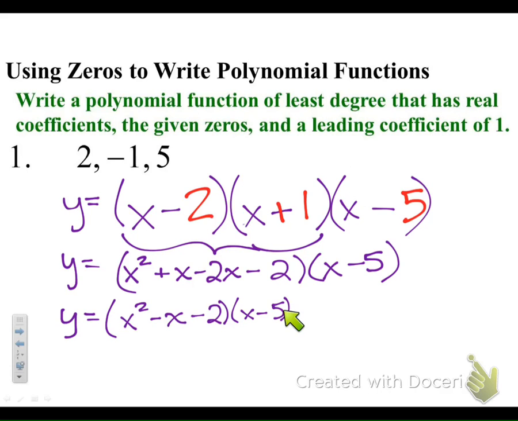So at this point, after I simplify that, now I'm going to not double distribute, but triple distribute. I'm going to distribute the x squared throughout this, distribute the negative x throughout this, distribute the negative 2, and then get like terms together.